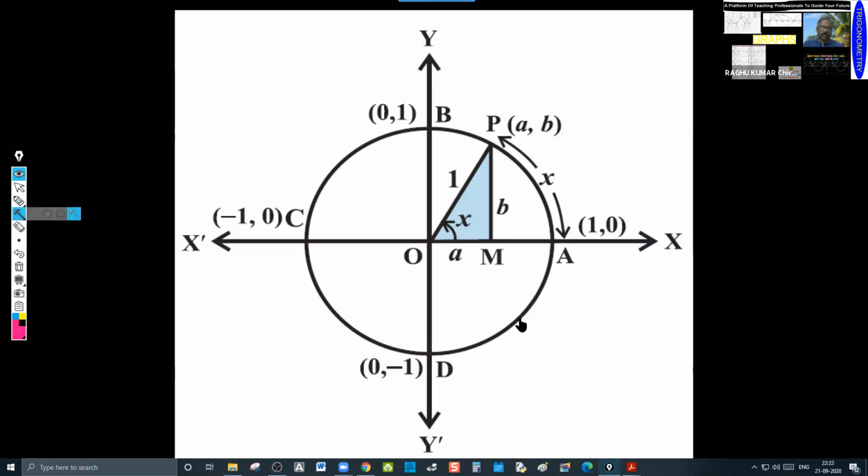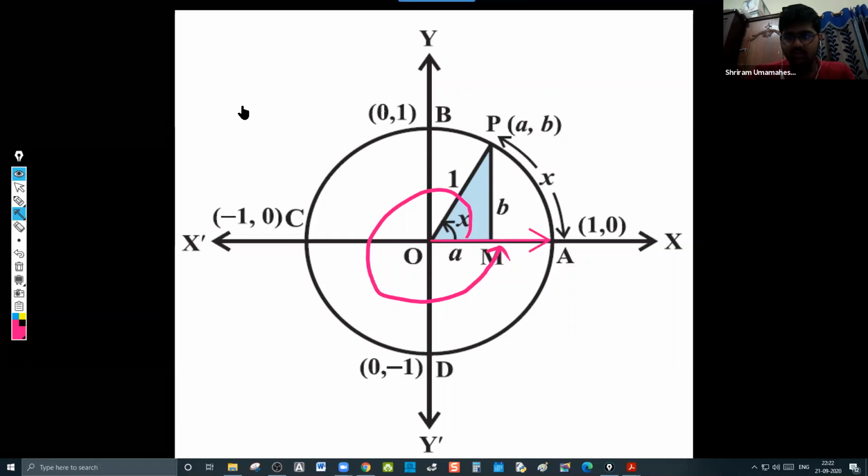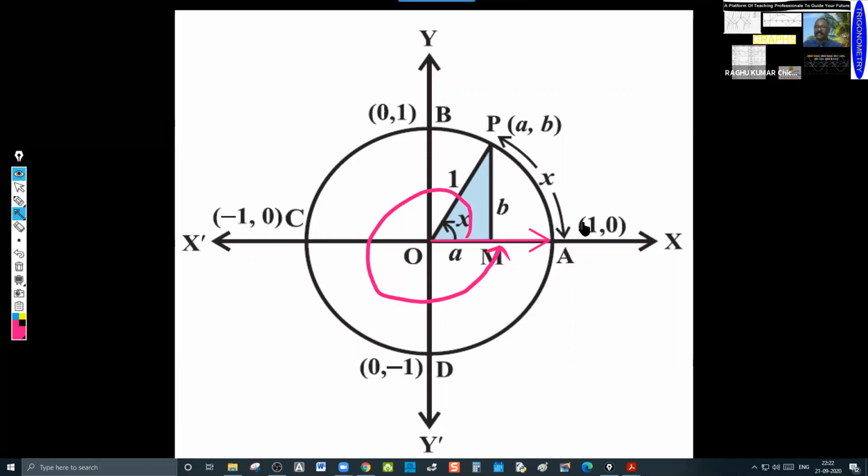I asked him about 360 now. 360 means one complete revolution. Circle, like this. When it takes one complete revolution, that OP coincides with OA. It rotates like this, and finally it coincides with OA. And you tell me now, what is cos 360? It is 1 only, because it is horizontal component. What is sin 360? It's 0. I think there's no confusion in this one.